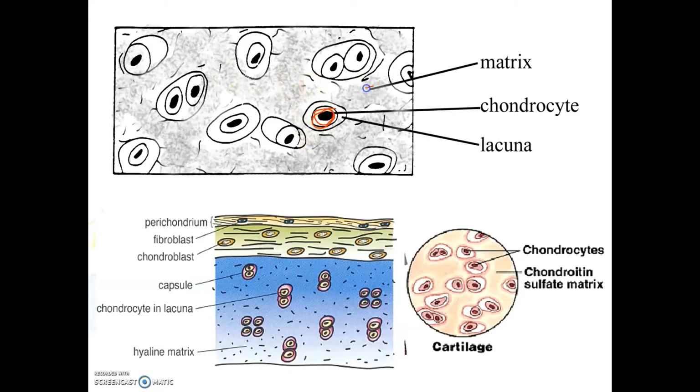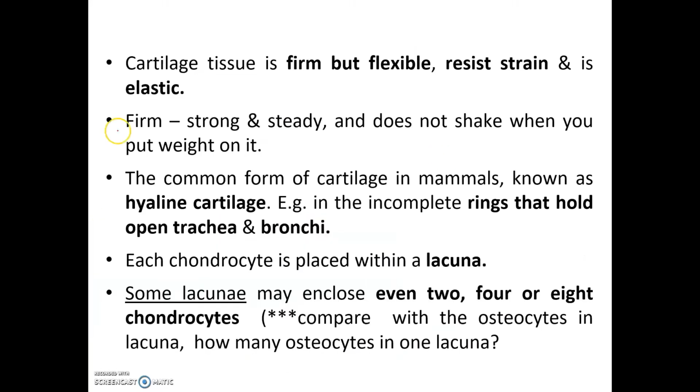So the matrix is rubbery. Cartilage tissue is firm but flexible. It resists strain and it is elastic. So it's firm and strong and steady, and when we put weight on it, it does not shake. For example, we can find hyaline cartilage in the trachea and in the bronchi. Each chondrocyte is placed within the lacuna.